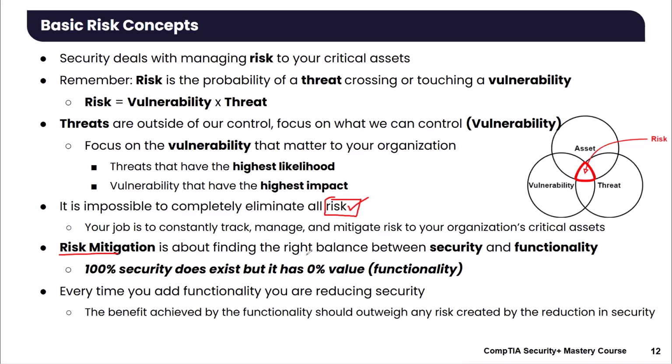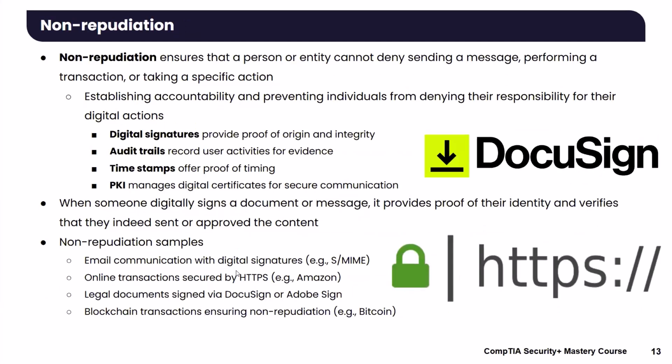But risk mitigation is about finding the right balance between security and functionality. This is what I was talking about earlier when I said the availability issue. You have to balance security and availability. A 100% security system does not exist. A 100% security business does not exist. If something's 100% secure, it has zero value because nobody can use it. So we've got to make it available. We've got to make this thing functional, and therefore we need to balance the security with the functionality.